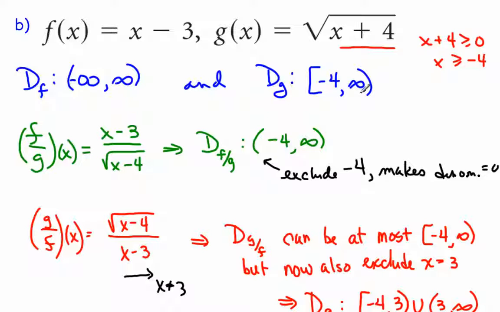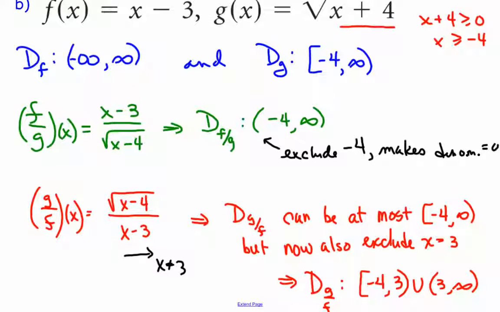Okay, so what about the combined functions? Well, if I'm going to do f divided by g, that would put this radical in the denominator like this. Okay, so now not only do I have to keep this stuff underneath greater than or equal to 0, I actually have to keep it strictly greater than 0 because it's in the denominator. So we're going to just take away the negative 4 part and make that a parenthesis instead. Right? The other one is really interesting.